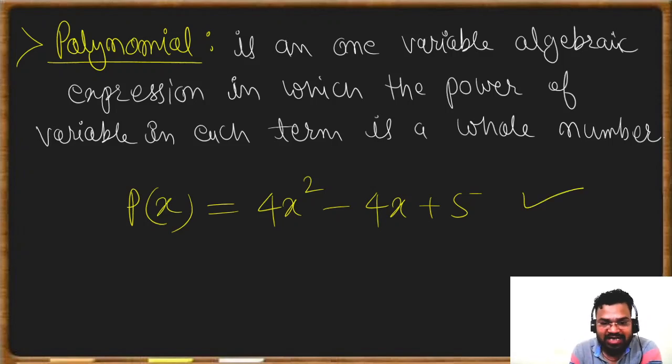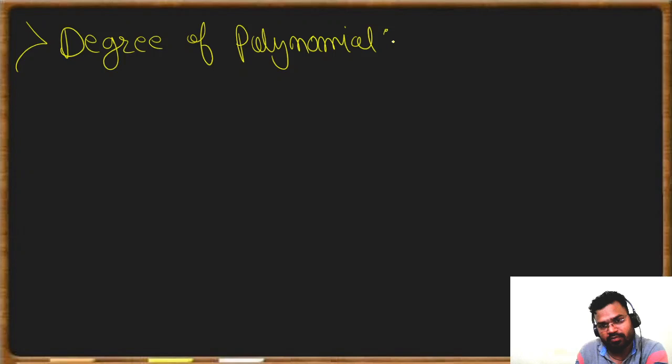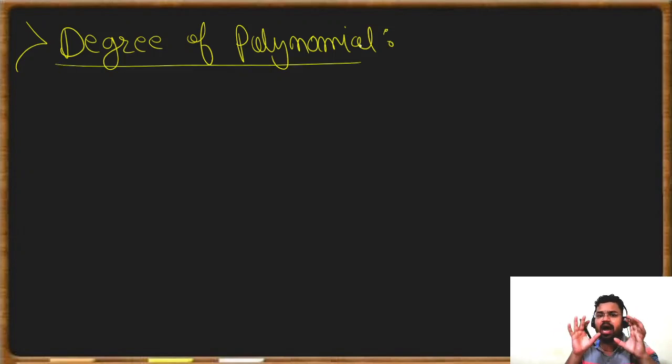Okay. Next one is, what is the degree of a polynomial? The degree of a polynomial is simply the highest power of the variable in the polynomial. Yes or no?